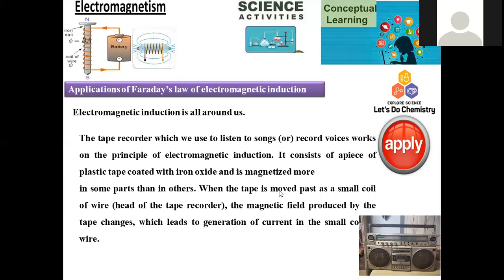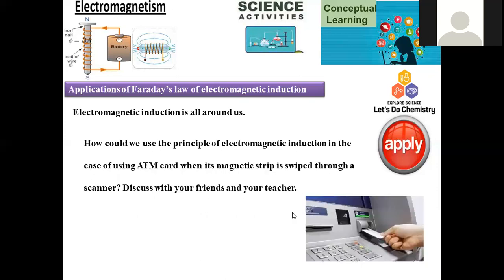The plastic tape coating is provided on its surface. When the tape is moved past a small coil of wire ahead of the tape recorder, the magnetic field produced by the tape changes, which leads to the generation of current in the small current-carrying wire. So induction of the current is possible, and that is used to propagate the sound. Sound waves get propagated in this manner.